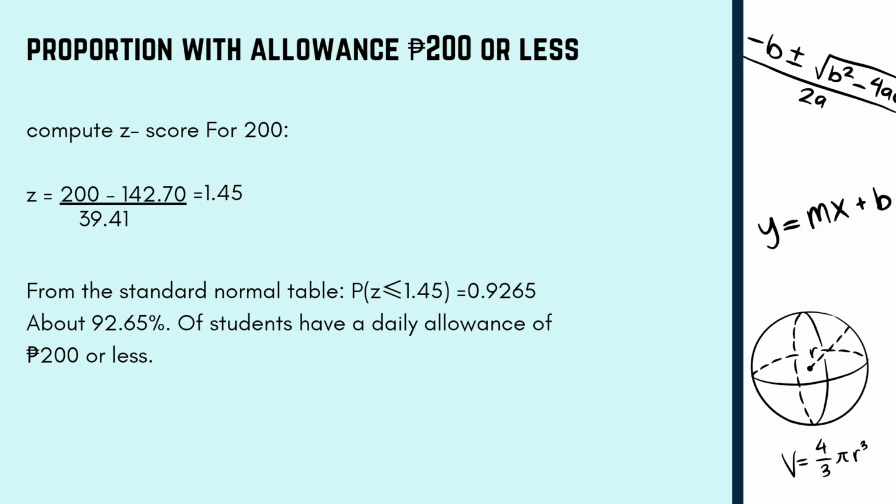In step 2, find the percentage. We look at a table and find that 1.45 gives us the number 0.9265. This number means 92.65%. So the final answer is 92.65% of students have a daily allowance of 200 or less.